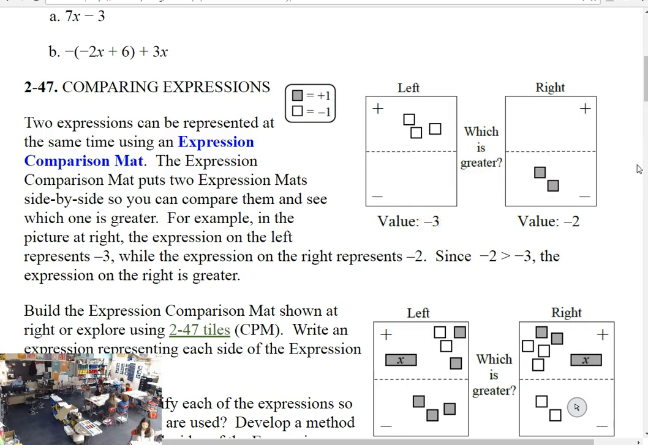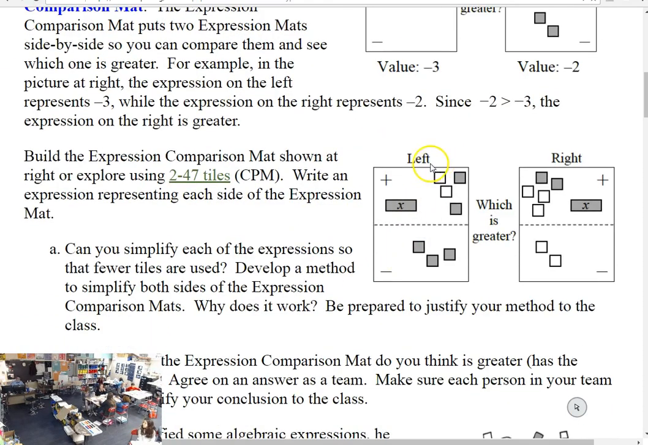Remember that further up the number line is greater. So even though they're both negative, a lot of people will try to tell me negative 3 is bigger than negative 2. That is not true. Further up the number line is greater. Another way to remember which is bigger is to remember which one is closest to 0. Yes, but if they're positive, that doesn't work. If they're both negative, yes, that does work.